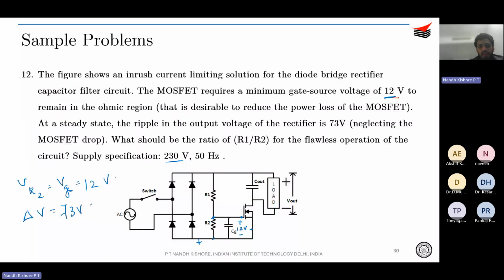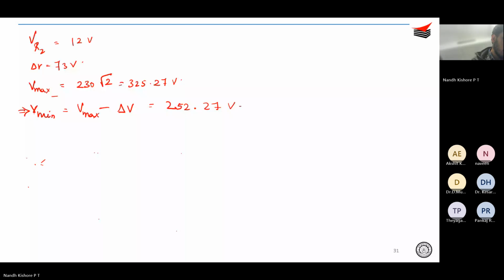So they are asking what should be the ratio of R1 by R2 for flawless operation of the circuit. So what is R1 by R2? You know what VR2 is, correct? And they have also given that the MOSFET is in the ohmic region. So if the MOSFET is in the ohmic region, correct?